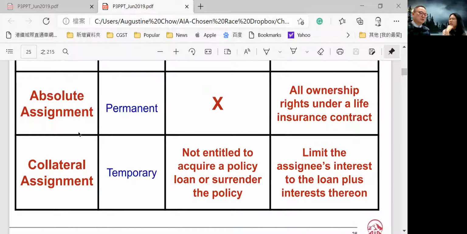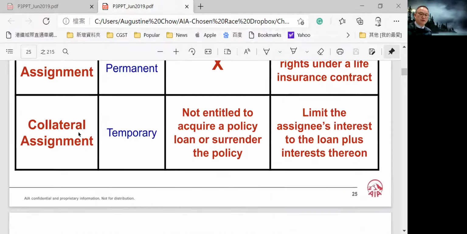Once it becomes an absolute assignment, the original policyholder has no right to it. They cannot change anything, so they don't have to pay the premium too. Whoever becomes the assignee has the obligation to pay the premium for that contract to be enforceable. If you stop the payment, the policy will lapse. For the collateral, normally this will happen when the payment is fully paid. It's a one-time payment or has been fully paid up. Assigned cash value to another party.